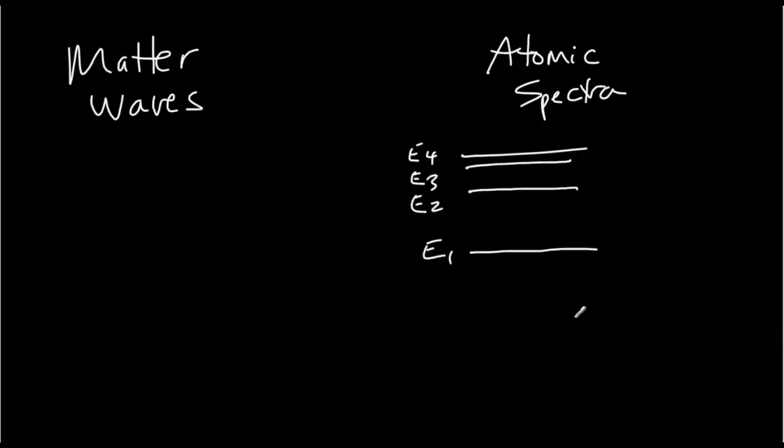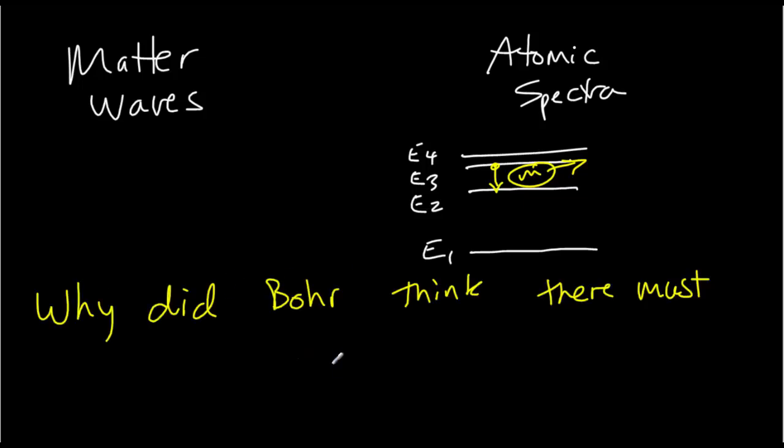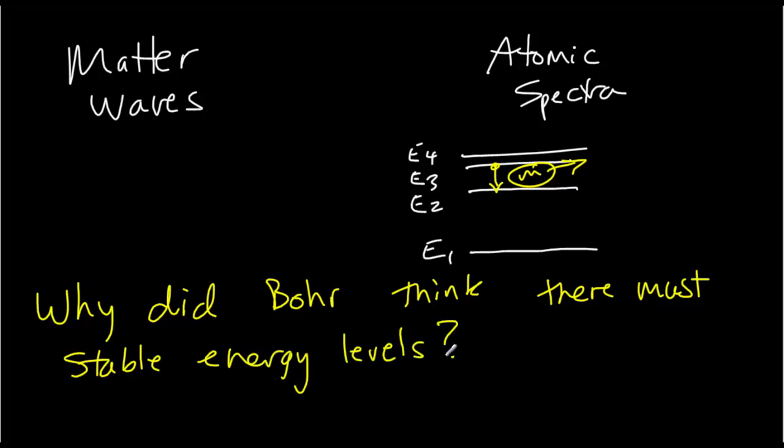And the fact that we could explain the reason for discrete line spectra because electrons would drop energy levels, and when they did so, they would produce a photon with an energy equal to the difference in the two energy levels. But we never answered the question, why did Bohr think there must be stable energy levels? We never gave any of Bohr's physical reasoning. And that's what we're going to try to do in this video.